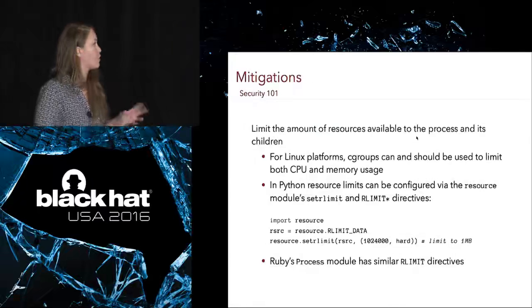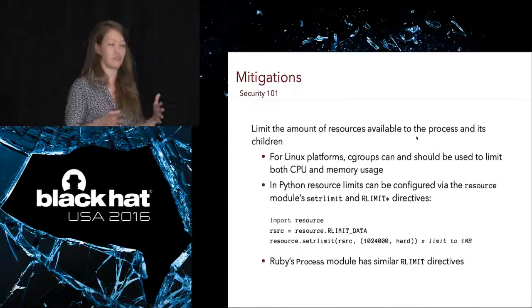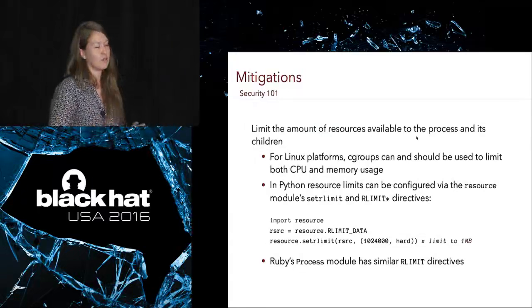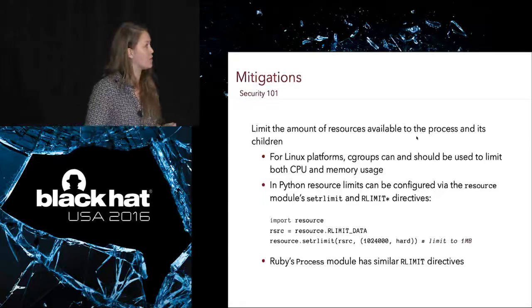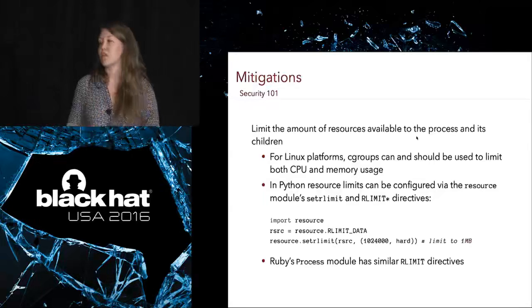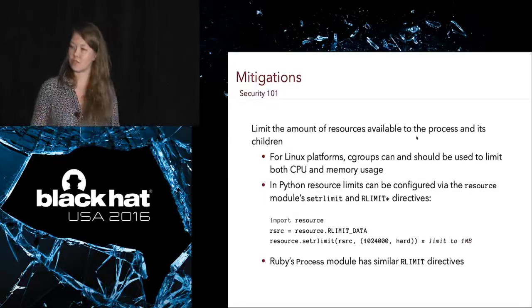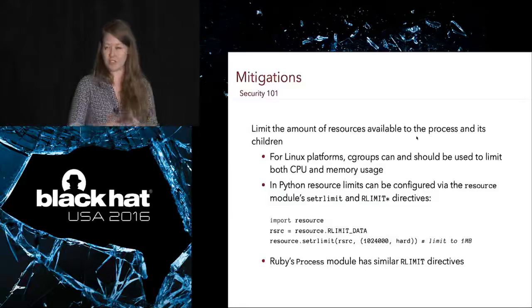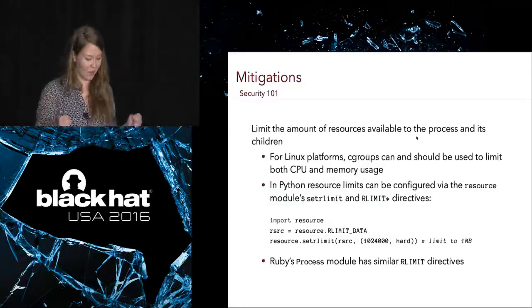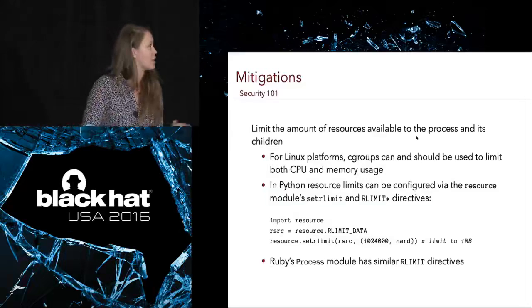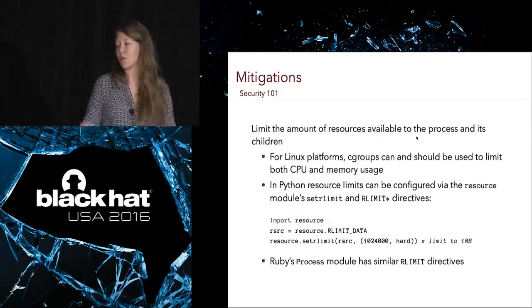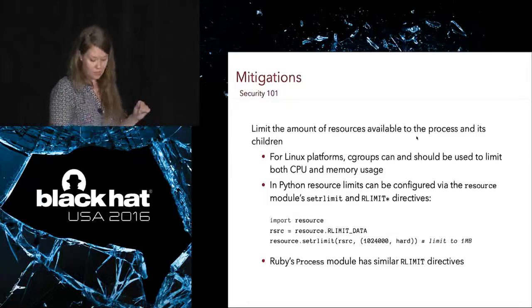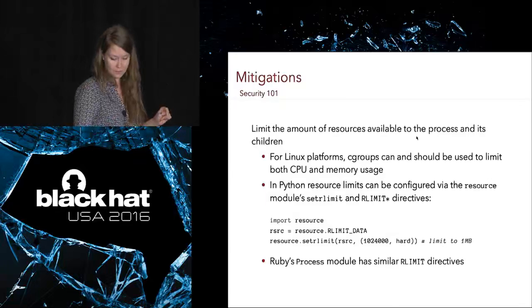All right, so Security 101, just mitigating decompression bombs in general. It doesn't matter really what kind of data compression type you're dealing with, you're always going to want to limit the amount of resources that you're making available to the processes and their children. You never want to just give them the lay of the land and suck up all of those resources. In Linux, you can do that with C groups, but you can also do it programmatically with various languages, and we've got a Python example up there, just a little snippet.